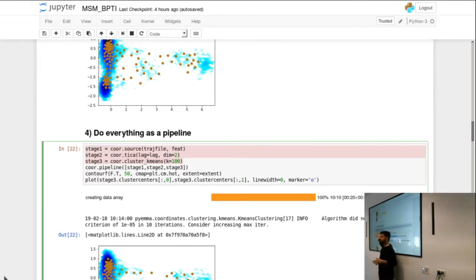And the same thing with K-means. K-means doesn't even have an input. It just has the parameter that you want 100 cluster centers. And now we concatenate stage 1, go to the file, featurize. Stage 2, get TICA and project to TICA. And stage 3, cluster into one single pipeline.